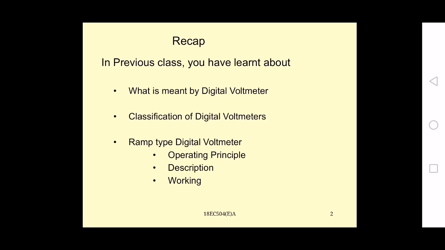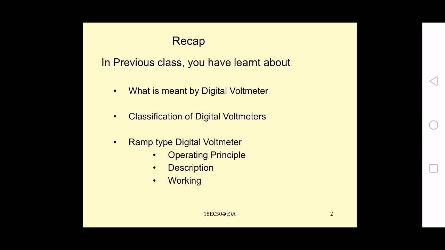And we have different types of digital voltmeters according to their principle of working. They are classified into ramp type digital voltmeter, successive approximation type digital voltmeter, dual slope integrating type digital voltmeters, and staircase ramp type digital voltmeters. But in our syllabus we have only ramp type DVM and successive approximation type DVM. And in the previous class we have discussed the ramp type DVM.